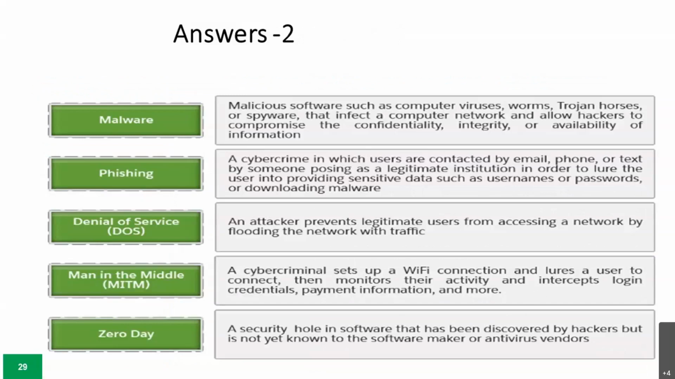First is malware. Malware is malicious software such as computer viruses, bombs, Trojan horses, or spyware that infect a computer network and allow hackers to compromise the confidentiality, integrity, and availability of the information. So this statement satisfies the malware attack. Next one is for phishing. This next one is DDoS.